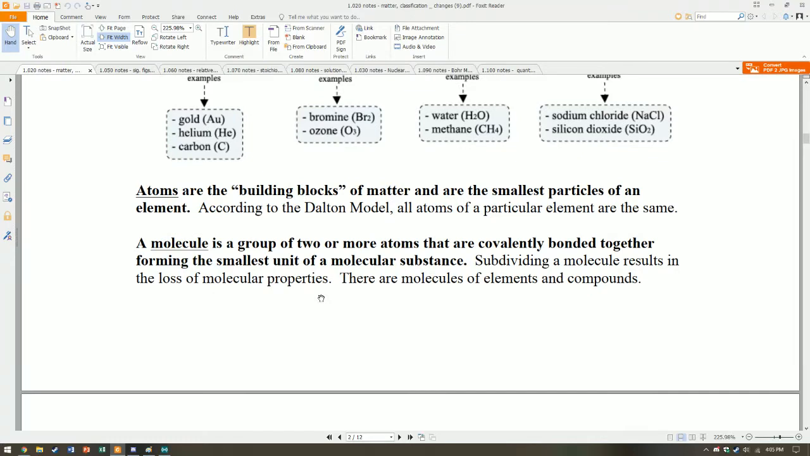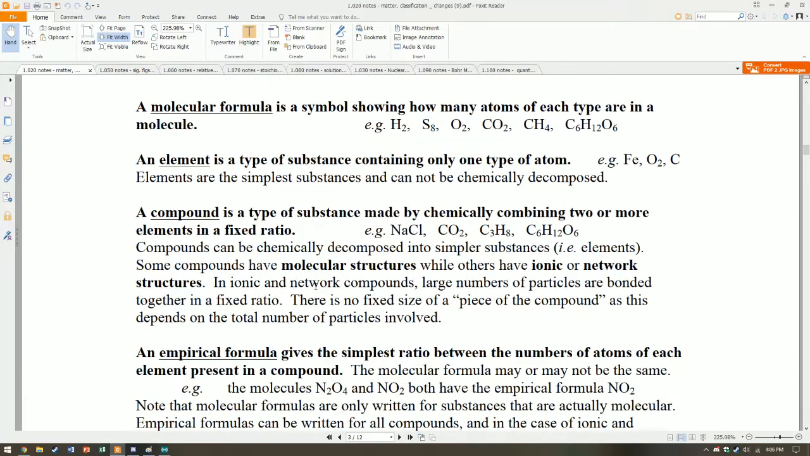So atoms are what we call the smallest building block of matter, and according to the Dalton model, all atoms of a particular element are the same, and a molecule is two or more atoms which are held together by covalent bonds. A molecular formula is just a symbol showing how many atoms of each type there are in a molecule. So H2 has 2 hydrogen atoms, S8 has 8 sulfur atoms bonded together, diatomic oxygen has 2 oxygens bonded together, CO2 is made up of carbon, which is bonded to 2 oxygen atoms, and you sort of get the point here. Whereas an element is just a substance that contains only one type of atom.